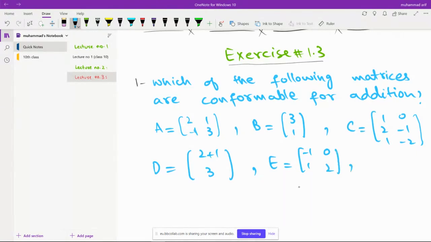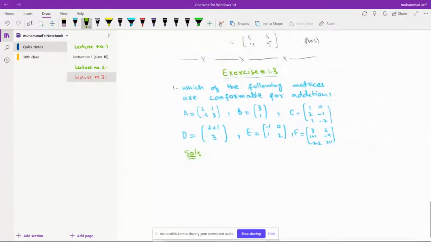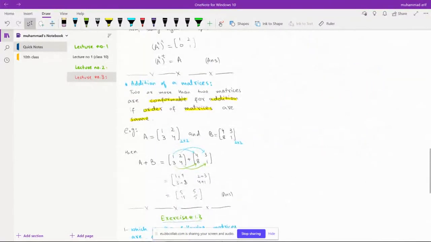And at last, matrix F is equal to 3, 2, 1 plus 1, -4, 3 plus 2, 2 plus 1. The question is, which of the matrices are conformable for addition? By the definition of matrices, two or more matrices are conformable for addition if the order of the matrices is the same.